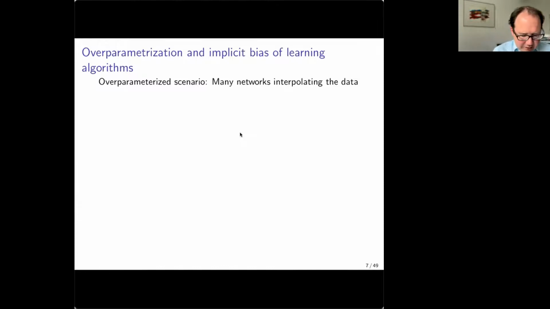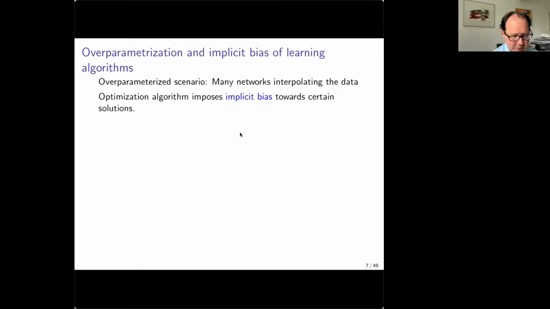And okay, so in this overparameterized scenario, you will actually have many networks interpolating the data. So you find a lot of networks that fit the data exactly. This also means that your loss function has many global minimizers. And so the question is not so much whether you find a global minimizer, it's more which one you actually find.